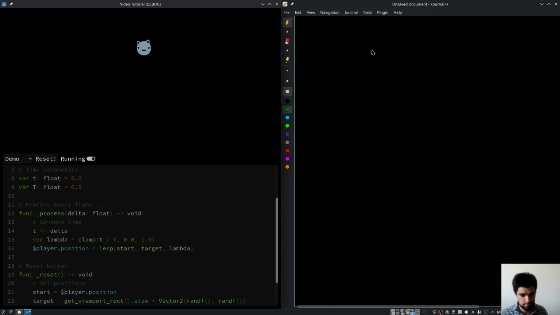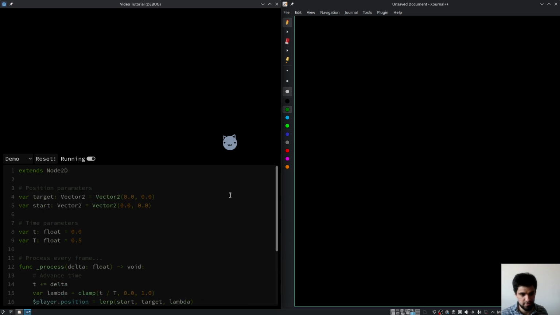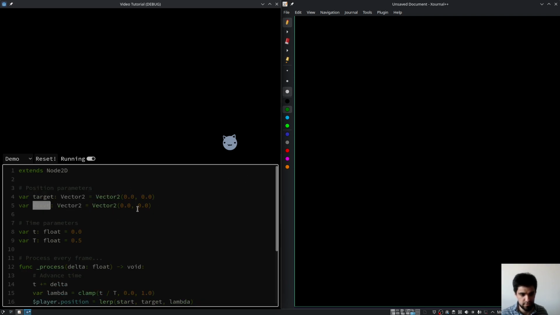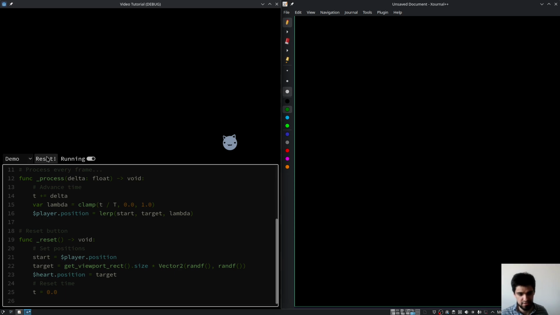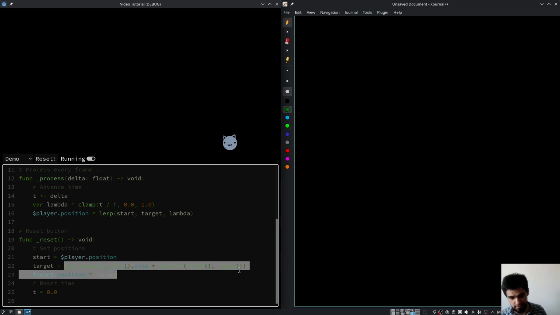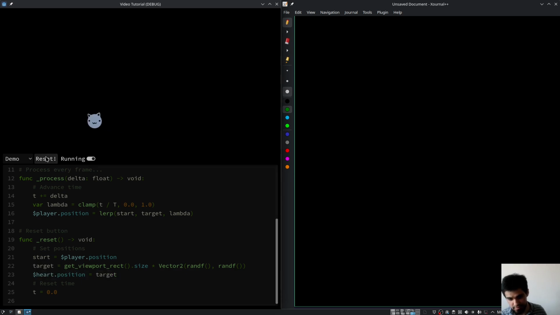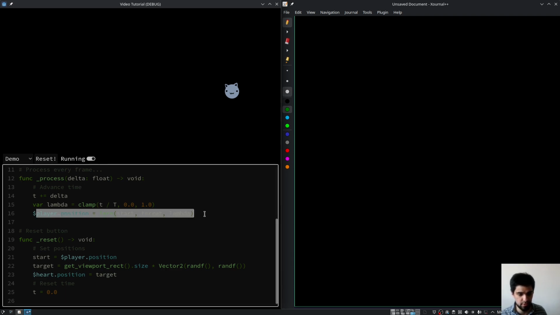Hello everyone! In a previous video, we learned about linear interpolation and how we can use it to move our player character from the start position to a target position. So very quickly, what this demo does is it has two vectors, the target and the start. Every time I press the reset button, the start is set to the player position, target is randomized, and the heart's position is set to the target so that we can see what the target is. And then every frame we're using linear interpolation to move from the start to the target.